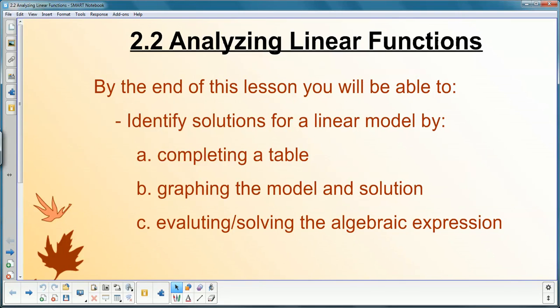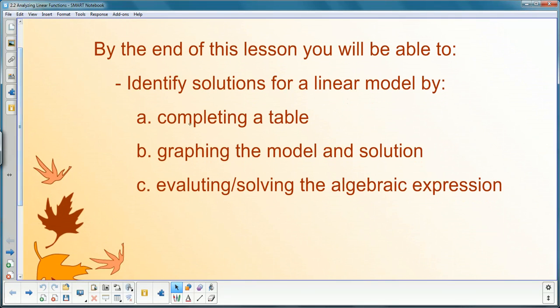Okay, so 2.2 is going to be really similar to 2.1. We're going to be looking at analyzing linear functions. More specific to this lesson, we're going to be talking about solutions and three ways we can get them. We're going to talk about creating a table, graphing, and then solving the expression, which is very similar to what we did in class yesterday and on the last video.